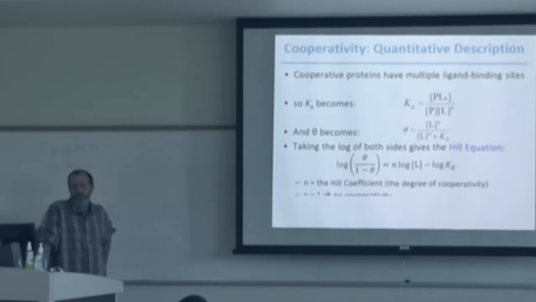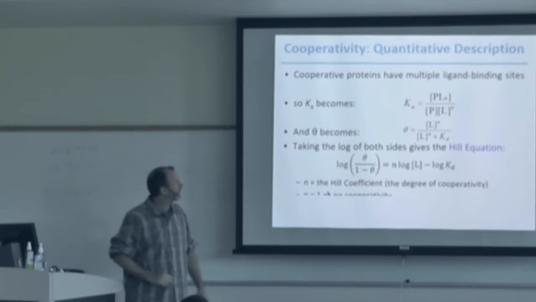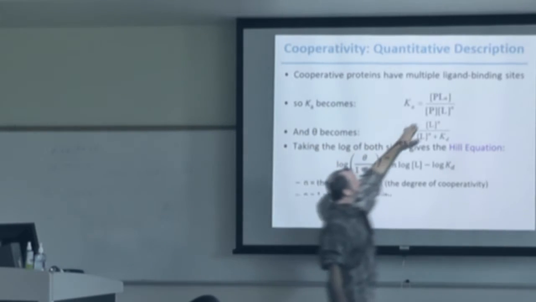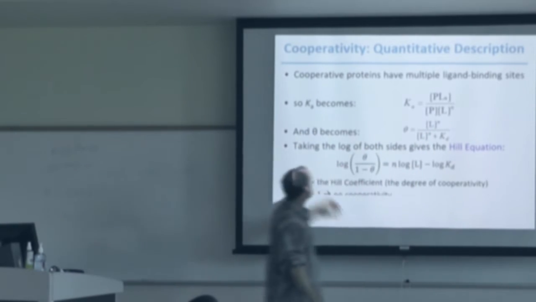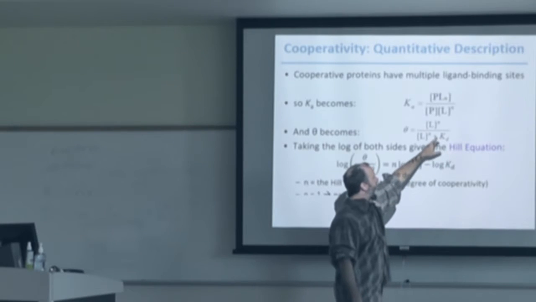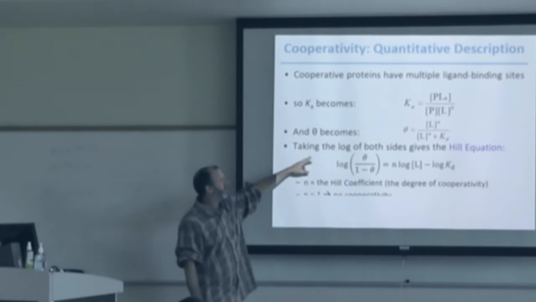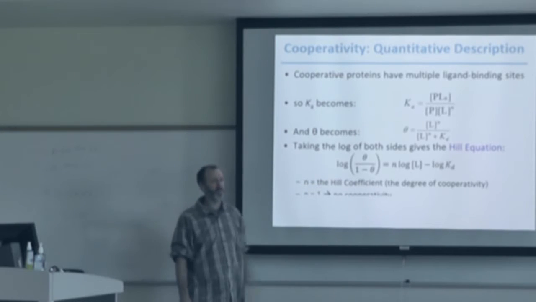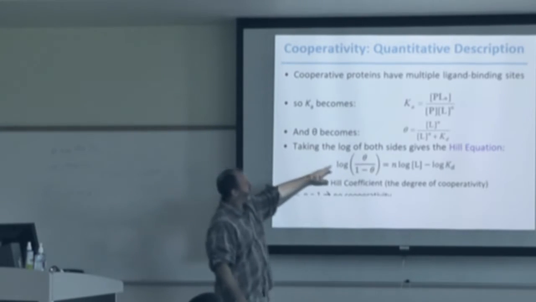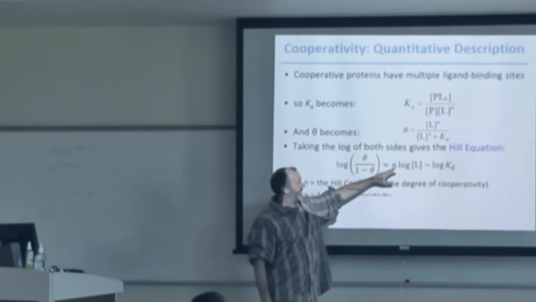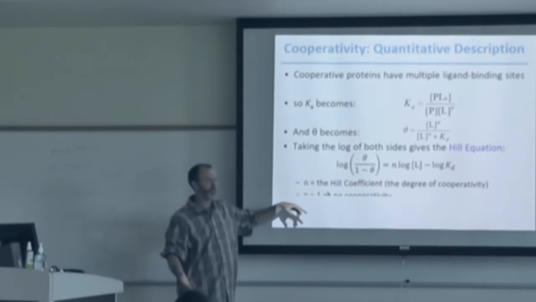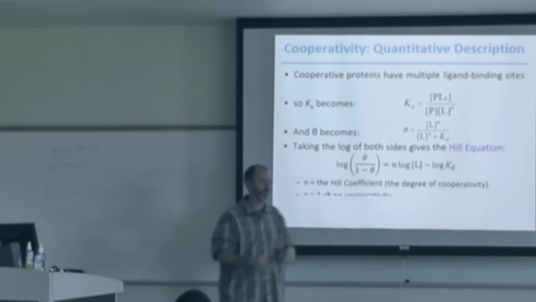So cooperativity. Cooperative proteins have multiple ligand binding sites, so the association equilibrium constant becomes this, where you have the number n, and that's going to be the number of binding sites, right? And theta is going to be changed to this, where you have the free ligand to the nth power over the free ligand to the nth power plus the Kd on the bottom. So taking the log of both sides gives you the Hill equation. You guys ever seen the Hill equation? That's the equation that describes that sigmoidal shape of things. Where you have the log of theta divided by 1 minus theta equals n times the log of the ligand concentration subtracted by the log of Kd, and n is known as the Hill coefficient, and that is the degree of cooperativity you get between those subunits.